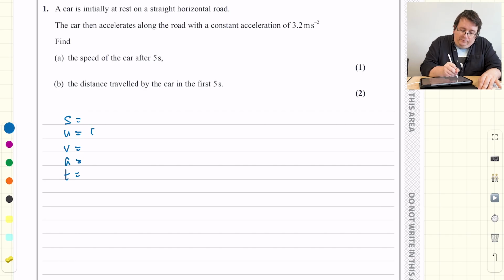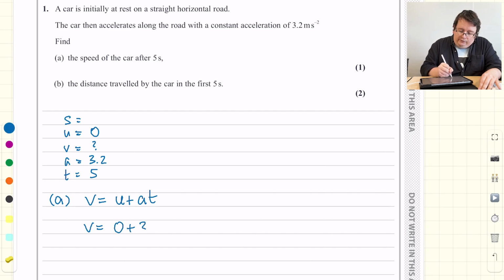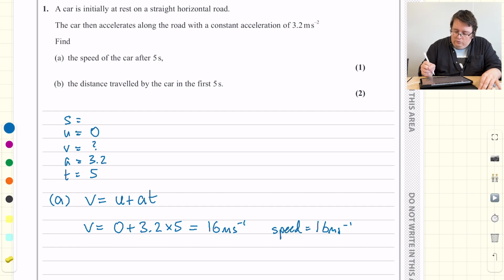So it's initially at rest, so u is 0. And we're accelerating at 3.2 meters per second squared. And for part A, we have t is equal to 5, and we want to work out the speed of the car, so v. So we're going to use v is equal to u plus at. So v is equal to 0 plus 3.2 times 5, and that's going to be 16, so 16 meters per second. So that is your speed.